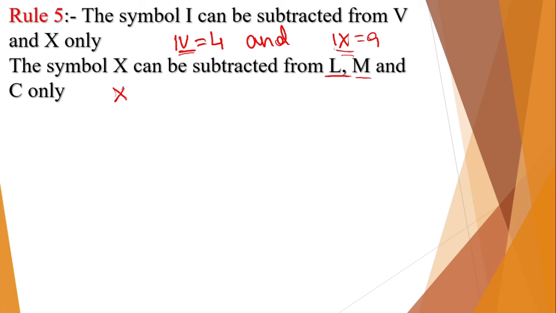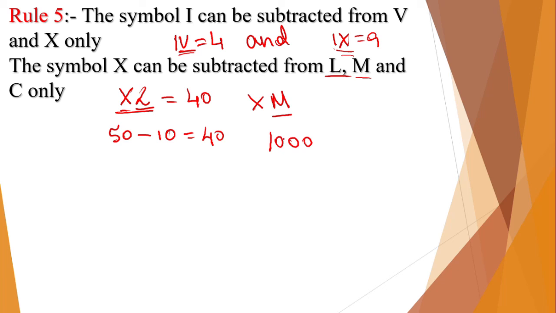So if I write an X and an L, it represents 40. How? Because L means 50 and X means 10. So 50 minus 10 is equal to 40. So this is the reason 40 is written like this, right? Now let's see for M. X and M. So what is X? 10. So what is M? 1000. Okay. And what is X? It is 10. So what is 1000 minus 10?